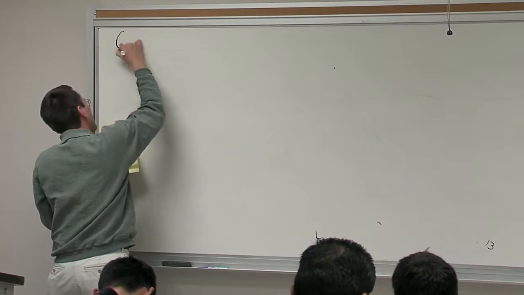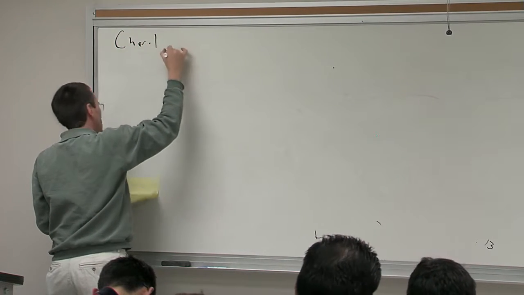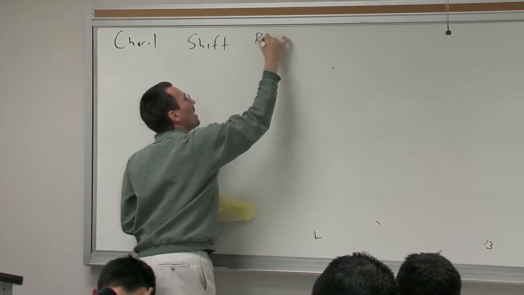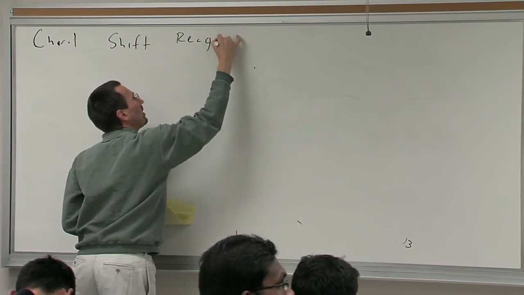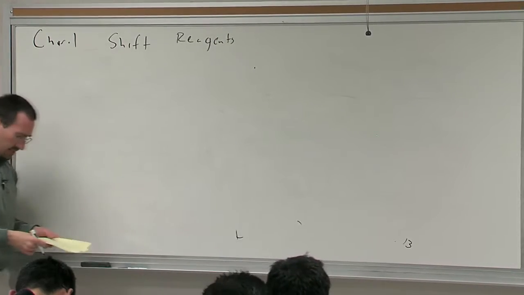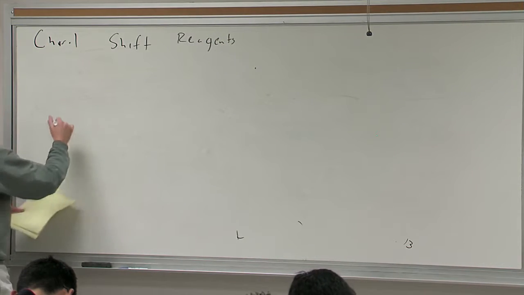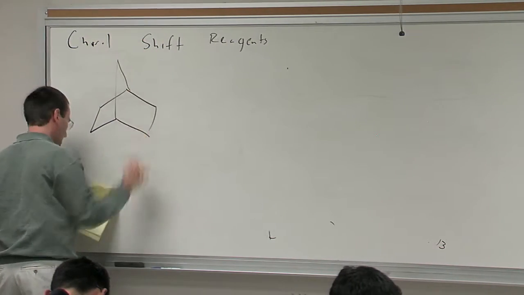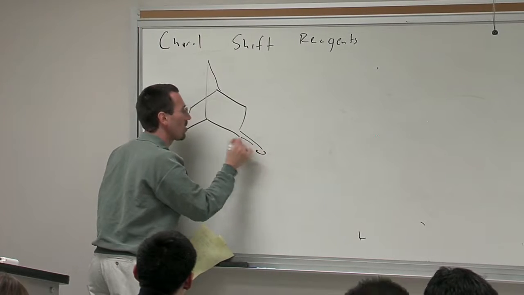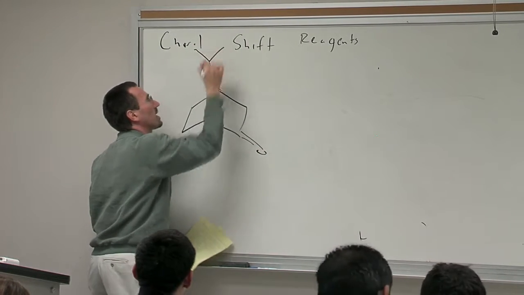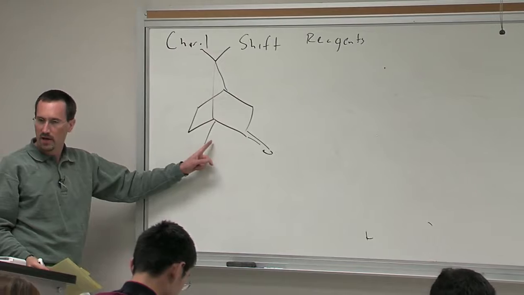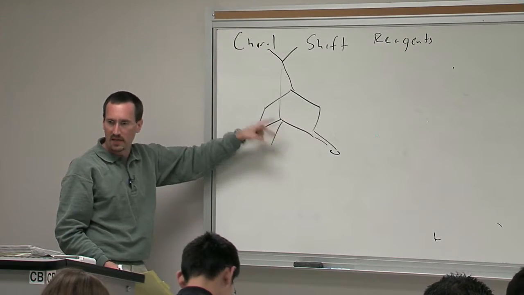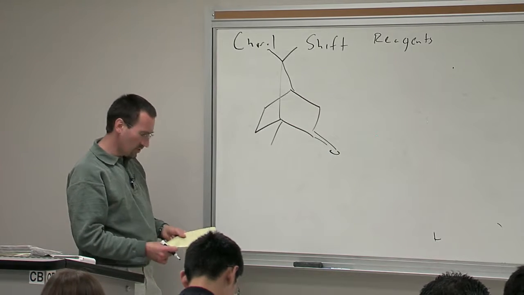Okay, so chiral shift reagents, I'm sure there are more out there, but the ones that are popular, the ones that I've used, are based on camphor. Basically, it's an aldol condensation of camphor, right? So this is the structure of camphor. Camphor has a ketone over here. It has a methyl here. It has a couple of methyls on the bridgehead. We've seen camphor before in some of the problems. It's a very common terpenoid structure.